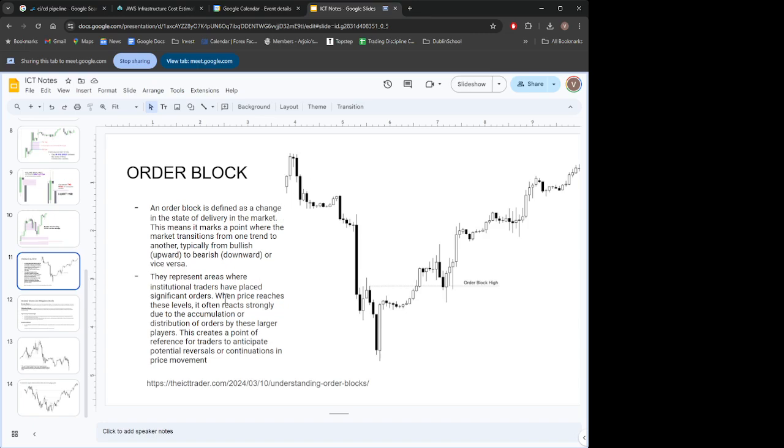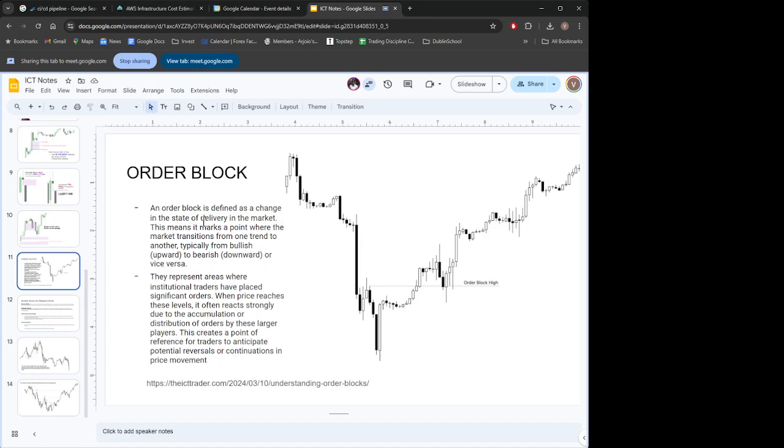I found one nice website which has a lot of information on order blocks and other things, even fair value gaps, etc. At some point you can just go to that website and read about it. I thought it was a pretty decent website.